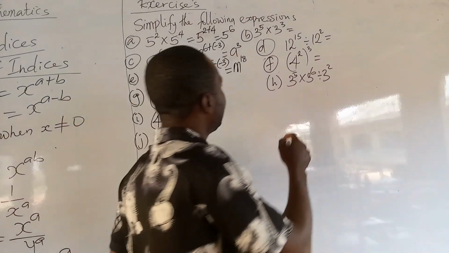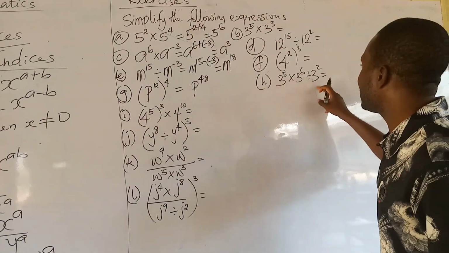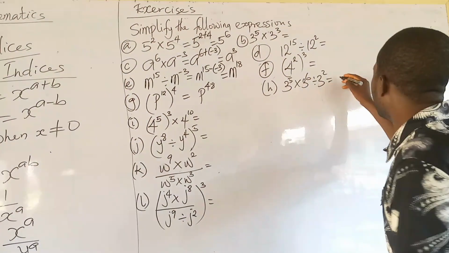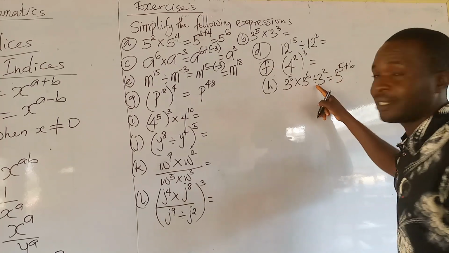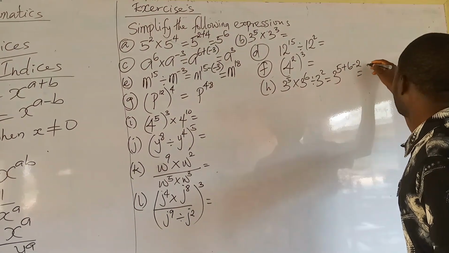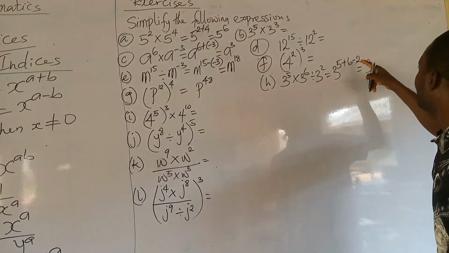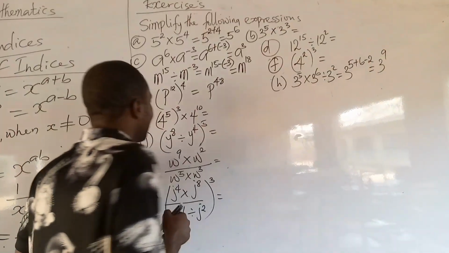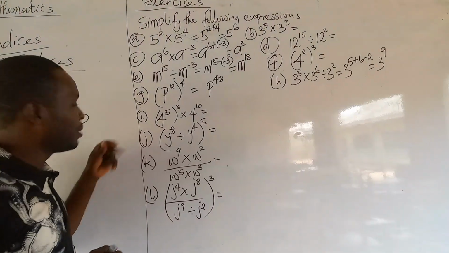Let me solve question H. So you can see that we still have the same base number now. Multiplication here, division here. So that's going to be 3 raised to power 5 plus 6 and minus 2. And so it's going to be 3 raised to power 5 plus 6, 11. 11 minus 2, that is 9. 3 raised to power 9. So I'm going to allow you to do I, and let's come to J.